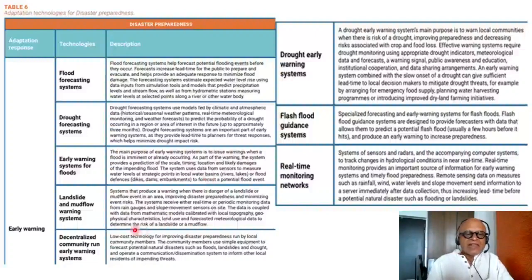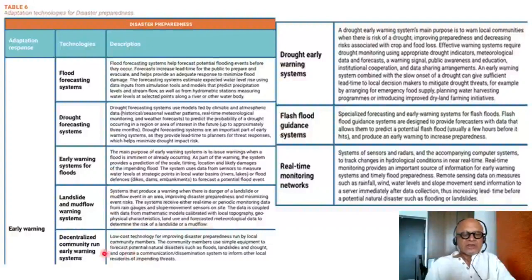Okay, landslide and mud flow warning systems produce a warning when there is a danger of a landslide or mud flow event in an area, improving disaster preparedness and minimizing event risks. Very similar, but much more difficult again, because converting rainfall into landslide or mudslide is not trivial. Often analog forecasts are used, so past data is used to relate the amount of rain, slope, etc., to provide probabilistic forecasts of the dangers of landslide or mudslide.